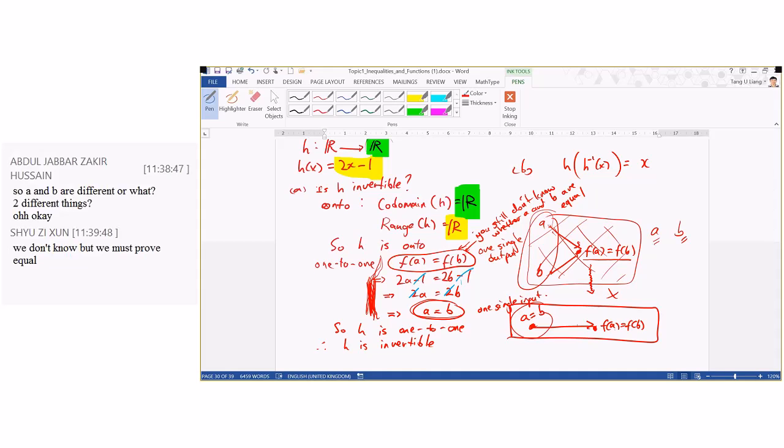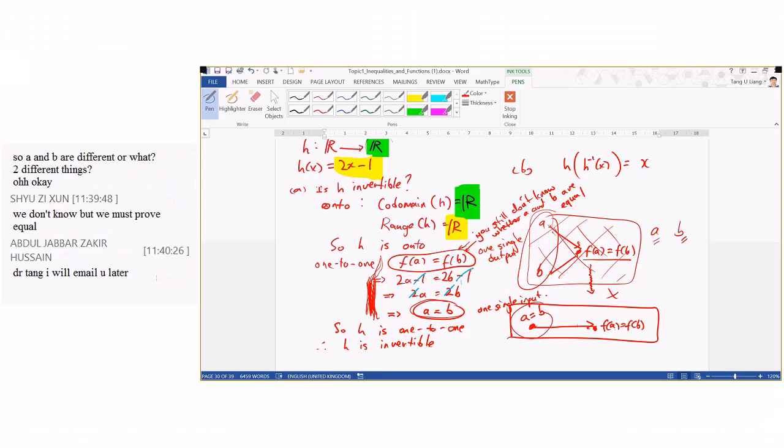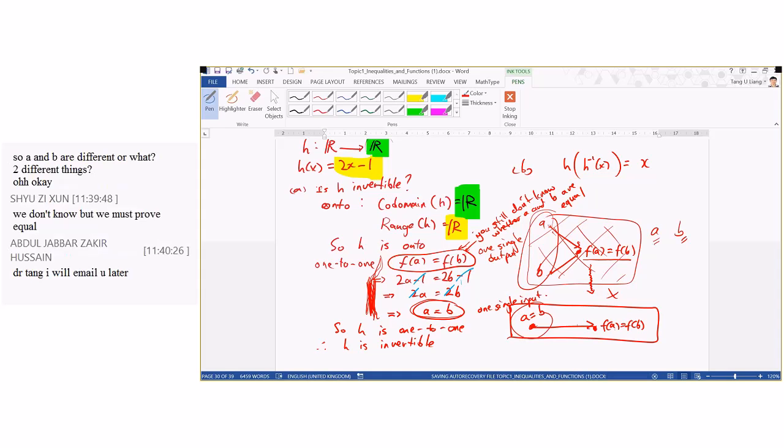Okay. Let's do B, to find out the formula for 2x minus 1, the inverse formula. Now I give you the wrong answer first, guys. H inverse x is not equal to 1 over 2x minus 1, okay? This is not correct. That's not what H inverse is. Look carefully at how we do it.